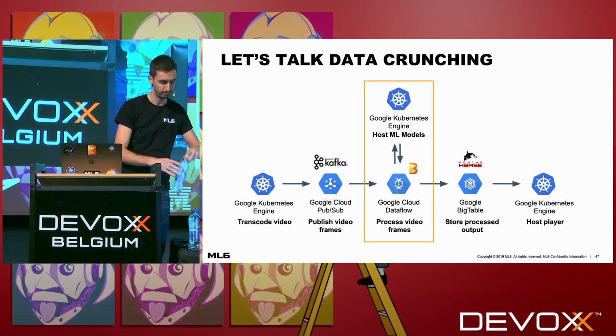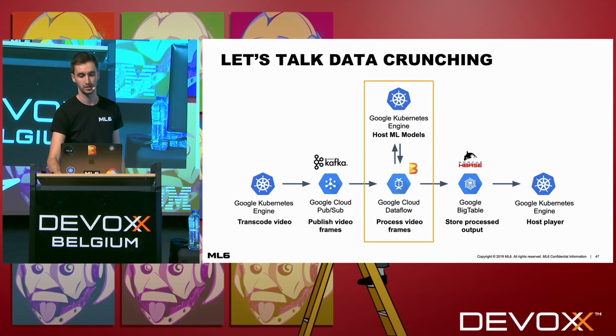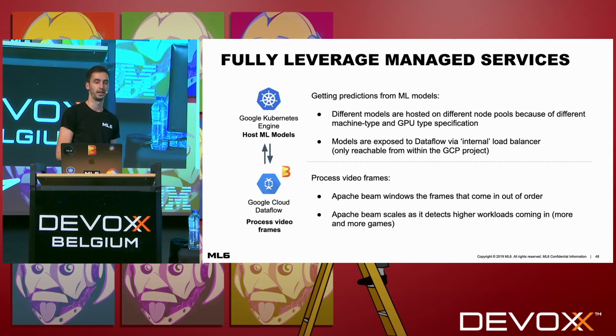Okay, so the next part is actually the biggest part of the backend system, which is the actual processing and the communication with our machine learning models. So getting predictions from machine learning models, as I already said, we are using Kubernetes to host our models with TensorFlow Serving. And why did we go for Kubernetes?